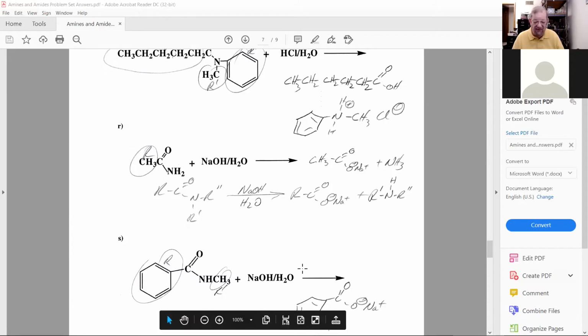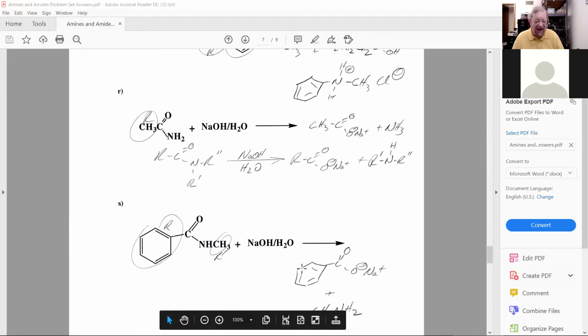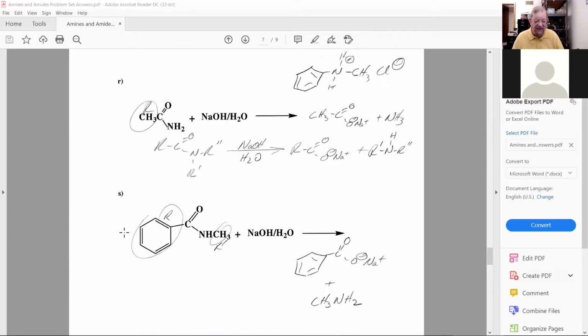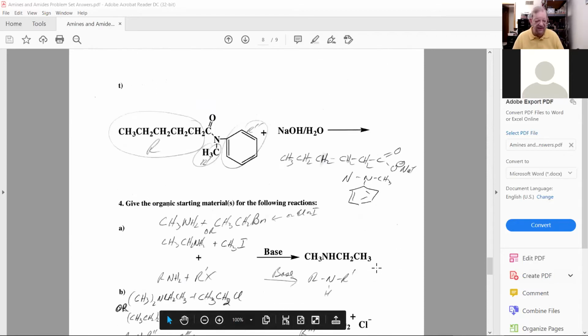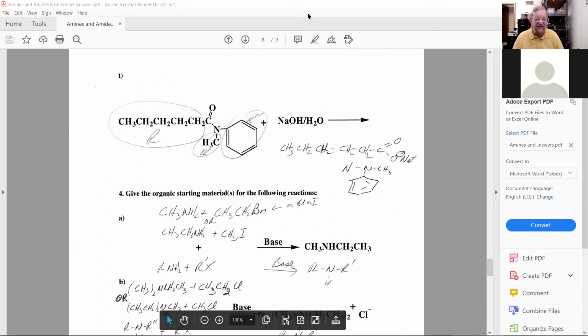And if we go to the more interesting S, here R is benzene ring, so you get sodium benzoate. R prime is methyl, R double prime is hydrogen, plus you add one more. 1 plus 1 is 2 hydrogens, 1 methyl on nitrogen. And same thing with T.